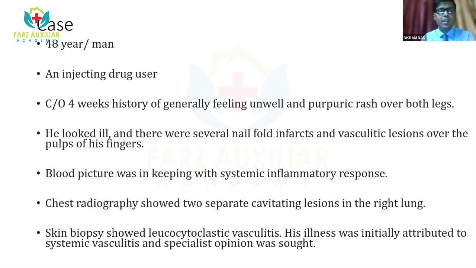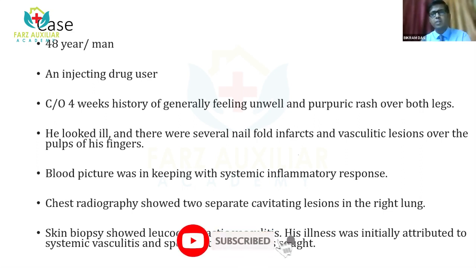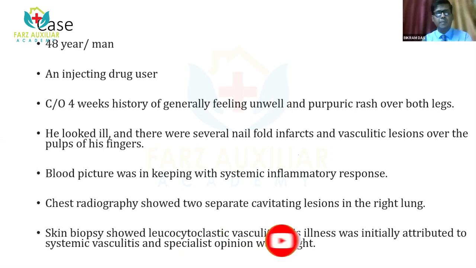So what do you think? This patient, an injectable drug user, presents with a leukocytoclastic vasculitis with nail infarcts and palpable purpuric lesions. So what could be the possibility? Please remember that the patient also had cavitating lesions in the lung. So what are the possibilities? Responses, please. You can write your response in the chat box.